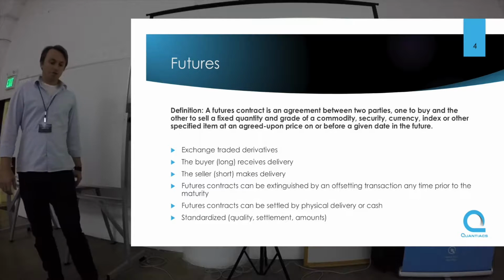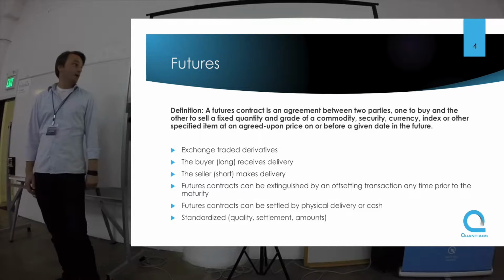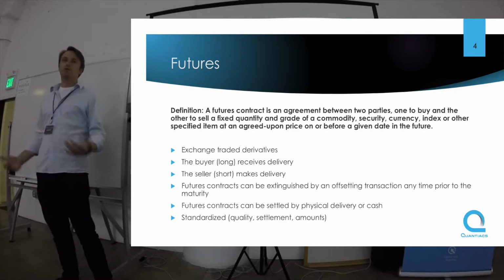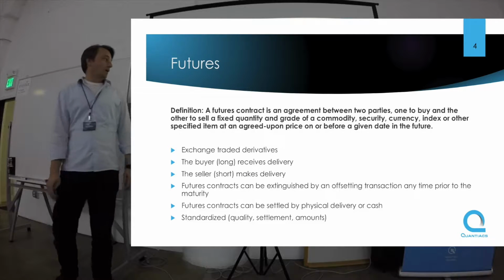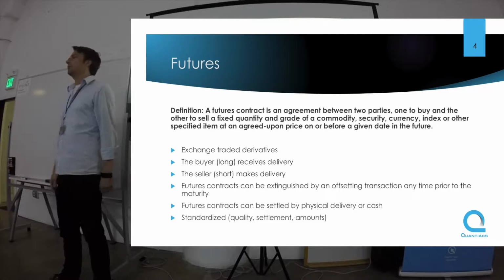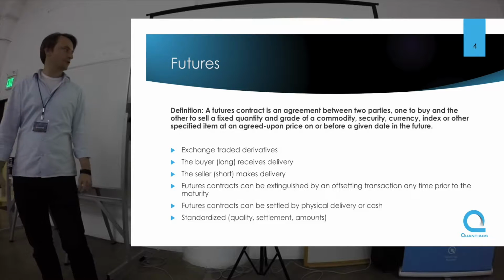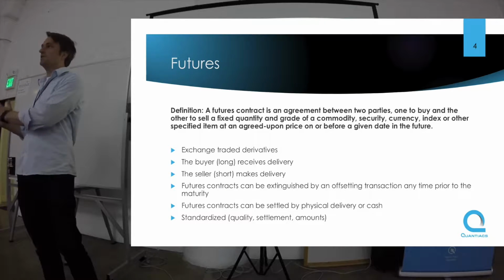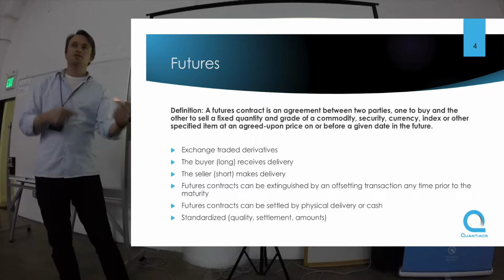A future contract always has two sides, the buyer and the seller. The buyer is said to be long. He receives the delivery of the good, and the seller is short. He makes the delivery of the good. Futures contracts can be created by just an agreement of two individuals or two companies, whoever participates in the market, to make that delivery at a certain specific date in the future, and can be extinguished by an offsetting transaction.